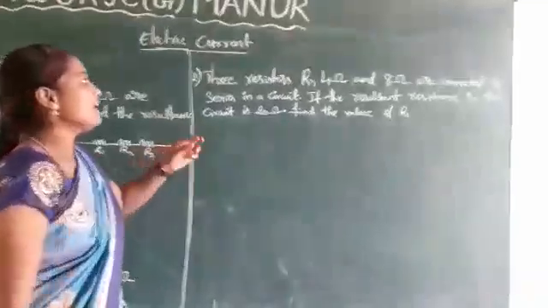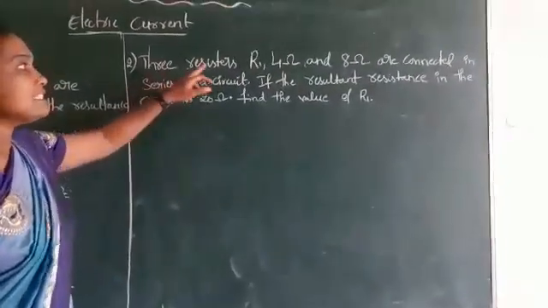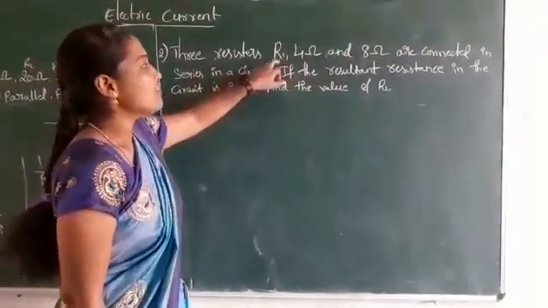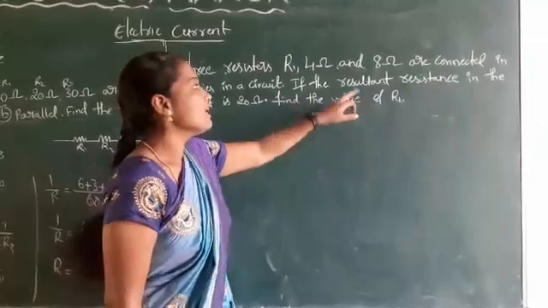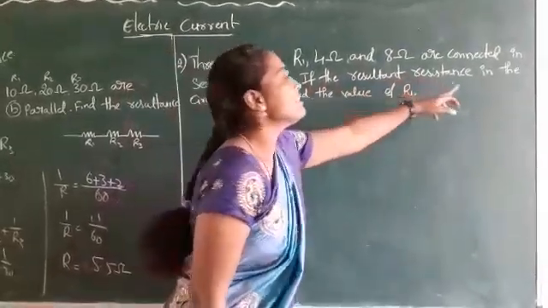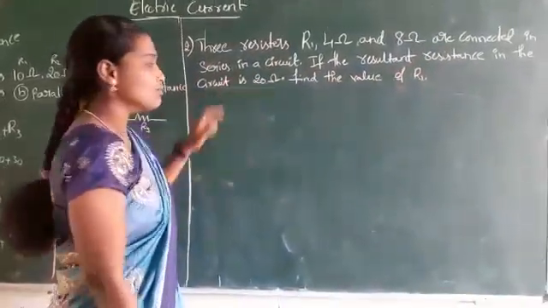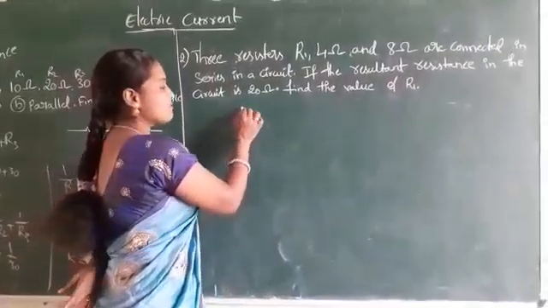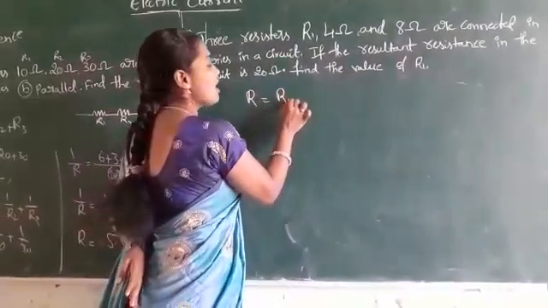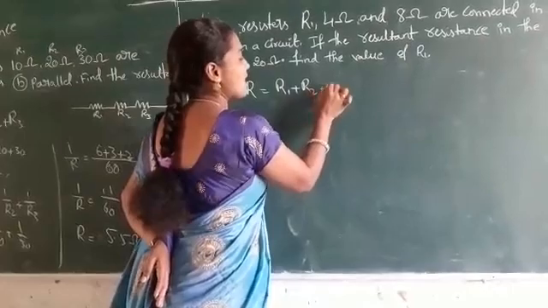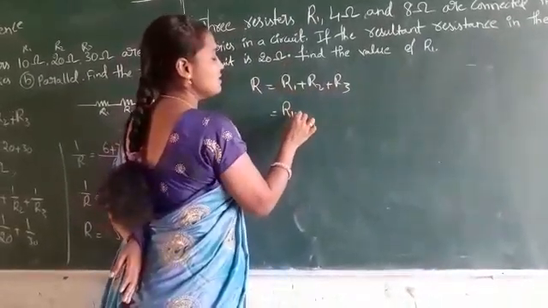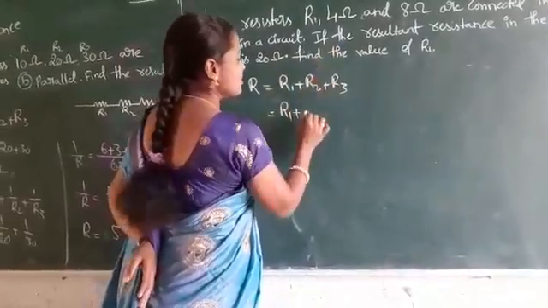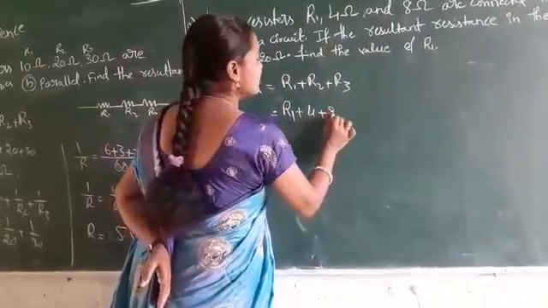Similarly, you have another problem, where three resistors are connected in series. Here they have not given the value of resistance R1. We have to find the value of R1, and the resultant resistance is given as 20 ohms. Take the series connection formula, R is equal to R1 plus R2 plus R3. They have not given the value of R1, so write it as it is. R2 is 4, R3 is 8.